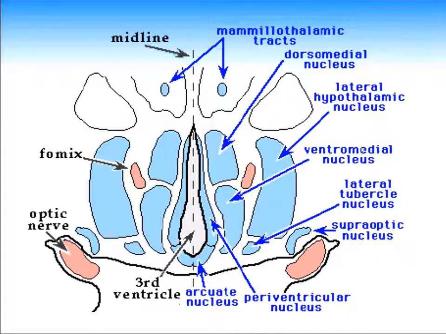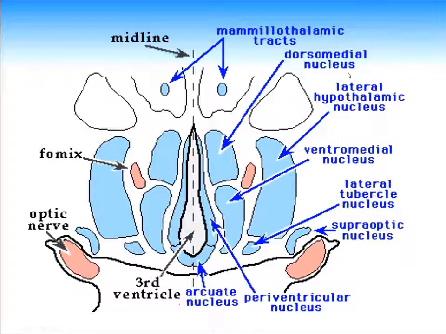And so these are some of the organs around the third ventricle, and the periventricular nucleus is shown here. The arcuate nucleus is where most of the hypothalamic neurons that secrete GnRH will live with their cell bodies. You have, off to the side, just as a landmark, the optic nerve, and then you can see some of these other areas such as the dorsomedial nucleus and the lateral hypothalamus nucleus here, and the ventromedial nucleus here.